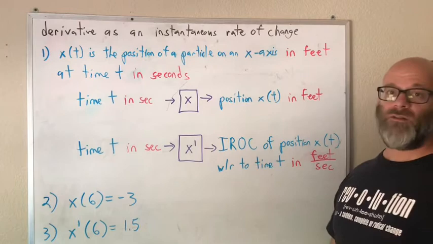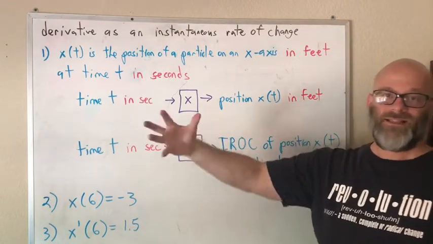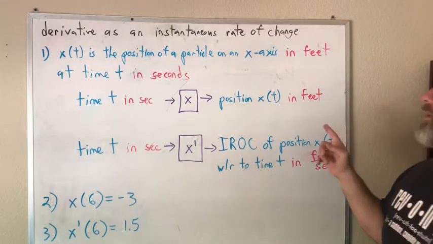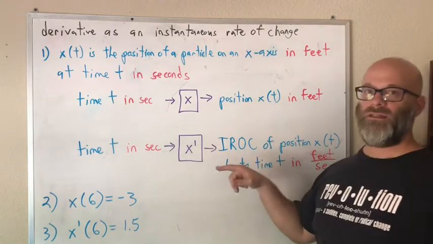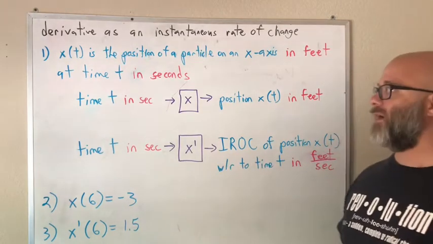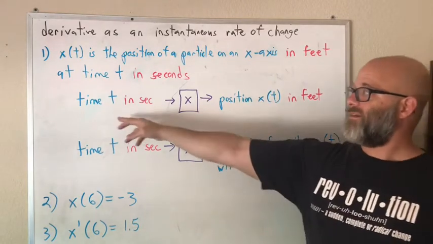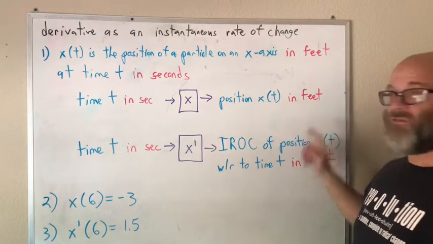x of t is the position of a particle on an x-axis. In other words, a particle is moving back and forth along an x-axis, okay? x of t is the position of a particle on an x-axis in feet at time t in seconds. All right, so this is a position function. This position function x, in goes time t in seconds, and out comes position x of t in feet.